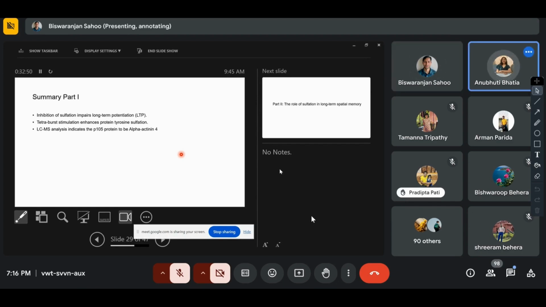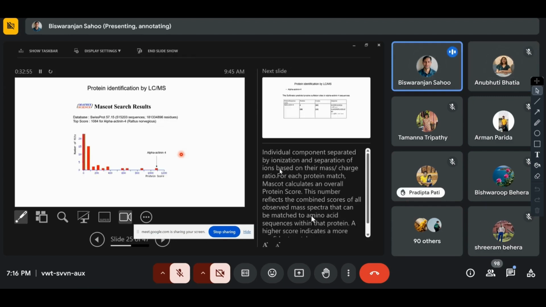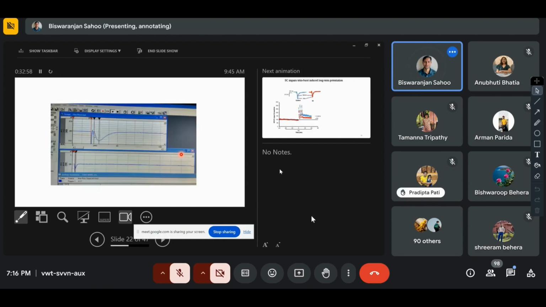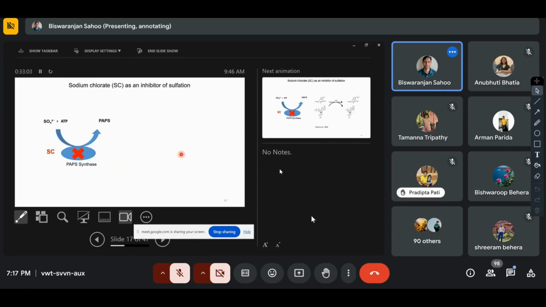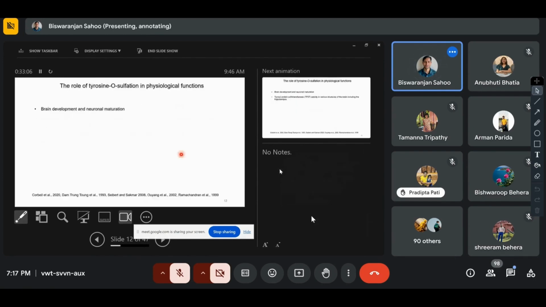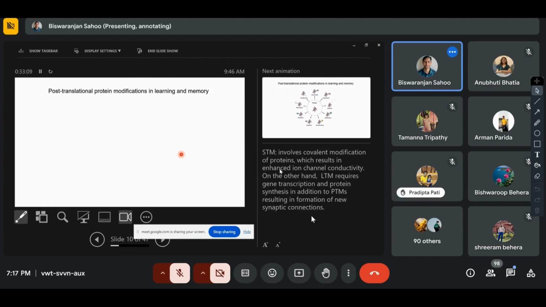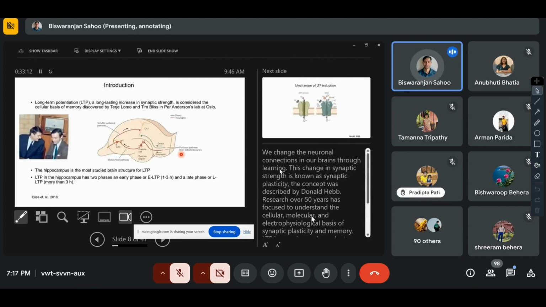Sir, can you again explain about LTP, long-term potentiation? Okay, sure. So what happens? LTP, you saw from that video, right? The synapses, it's kind of use it or lose it, just like a muscle. If you train in the gym or exercise, the muscle increases.